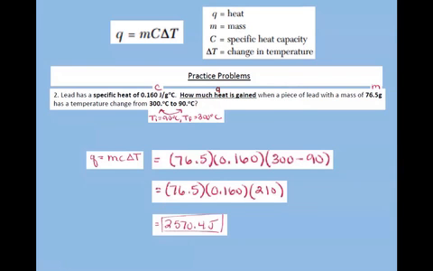For regents, you guys can just round these off to the tenths place every time. If you're in honors, you should be looking at significant figures.